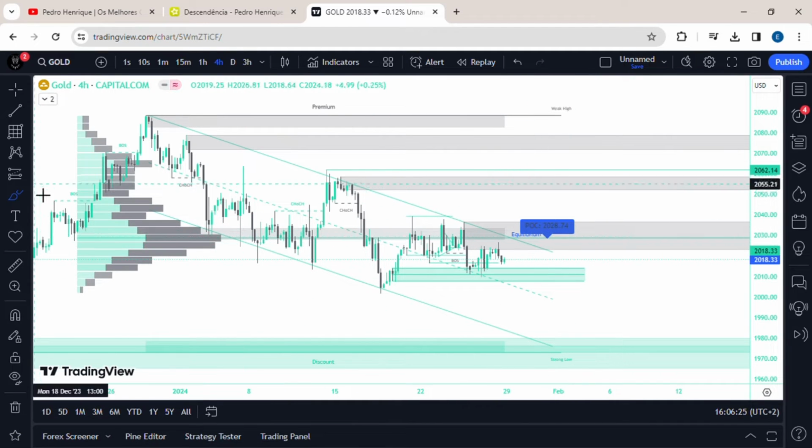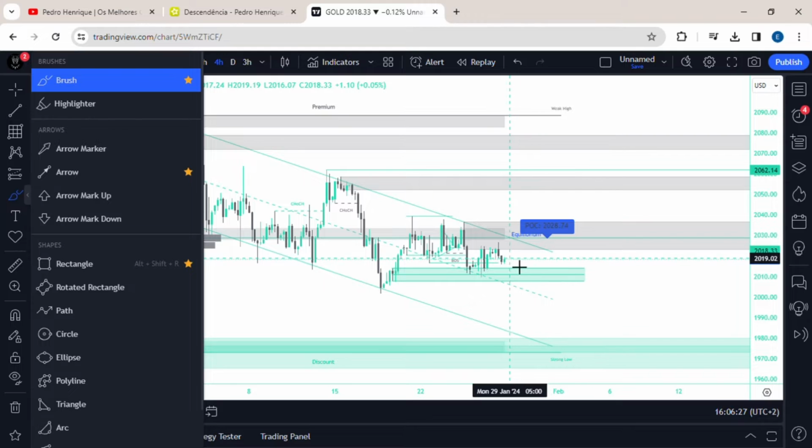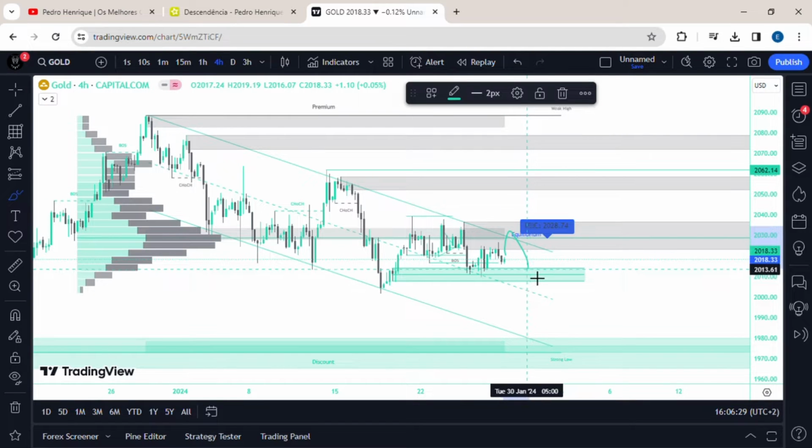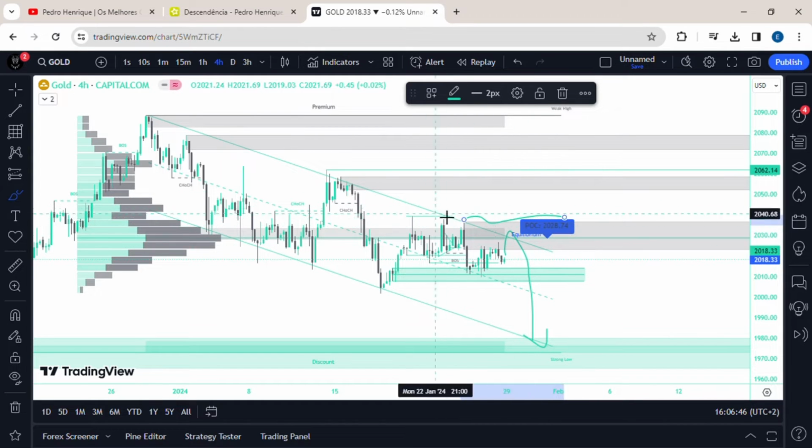So we believe that somewhere around here, price should rise up and then drop all the way down to our strong low. So this is a very good opportunity for you to swing trade gold, right? This is a very good opportunity for you to swing trade gold. But remember that if you're going to swing trade gold, your stop losses should be above 2028.